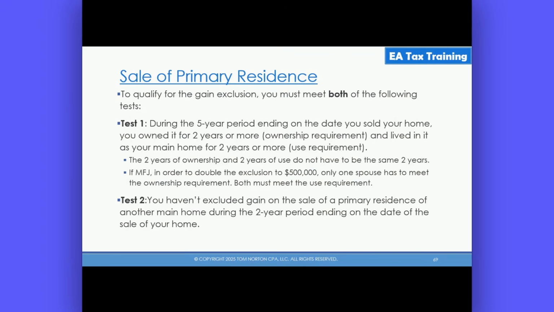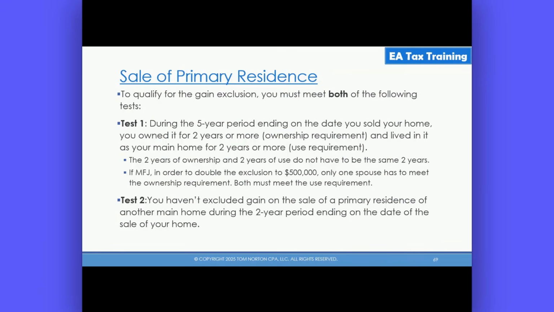So how do you qualify for this exclusion? In order to qualify, you have to meet two tests. Actually, there's kind of three tests, but they call it two tests. So that's what we will call it as well. Test number one, during the 5-year period ending on the date you sold your home, you owned it for 2 years or more. That's called the ownership requirement. And you lived in it as your main home for 2 years or more. That is called the use requirement. The 2 years of ownership and the 2 years of use do not have to be the same 2 years.